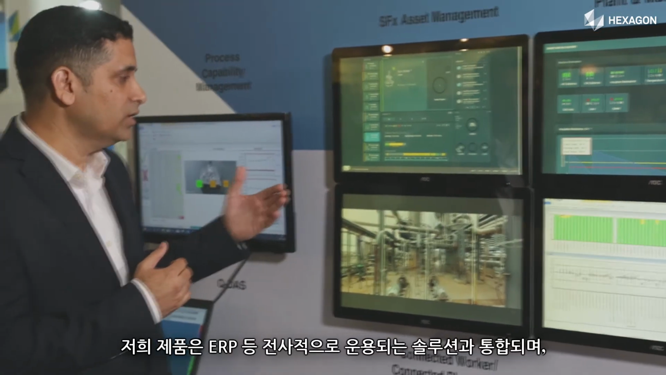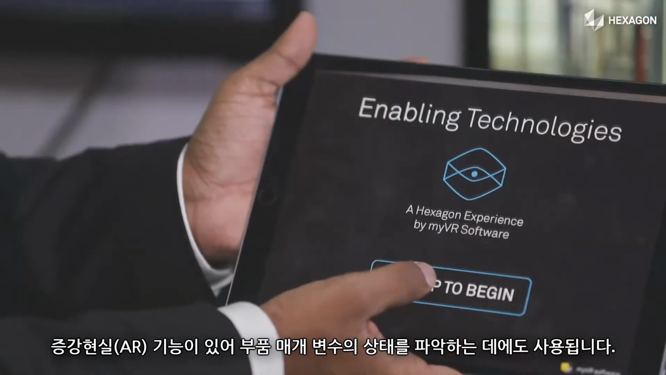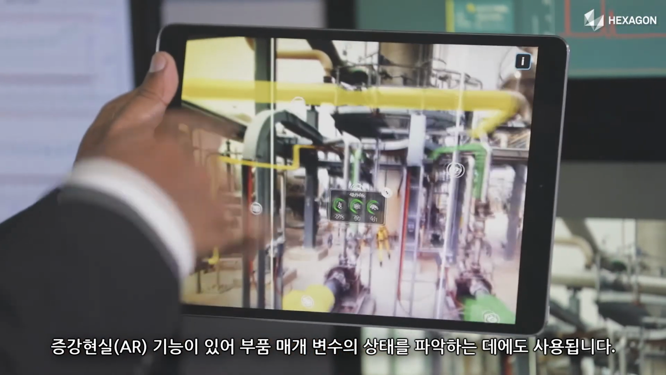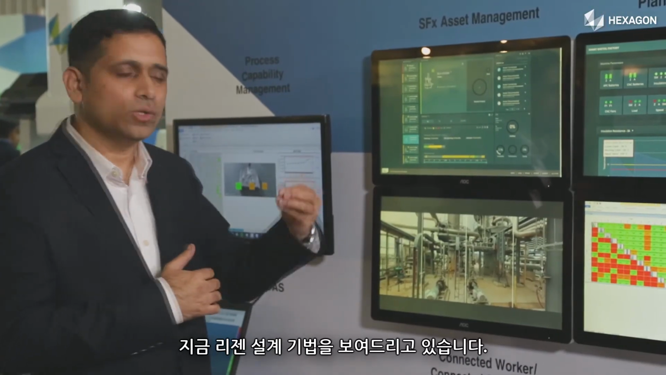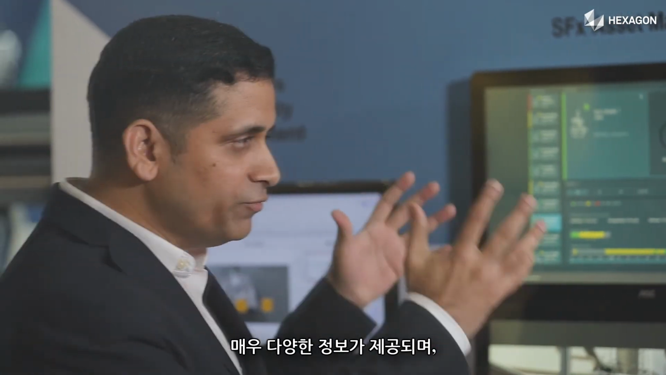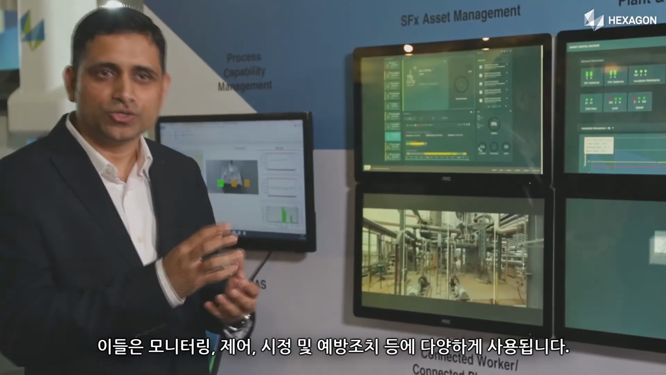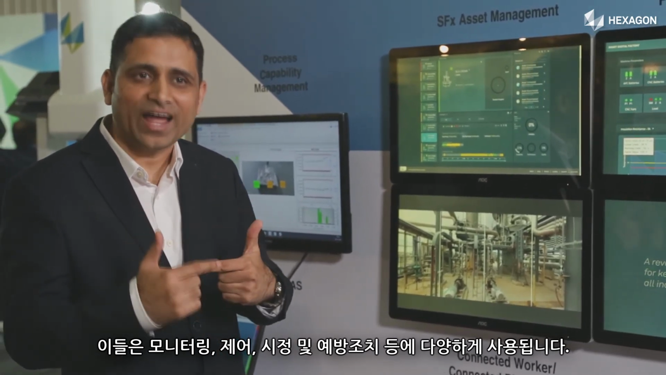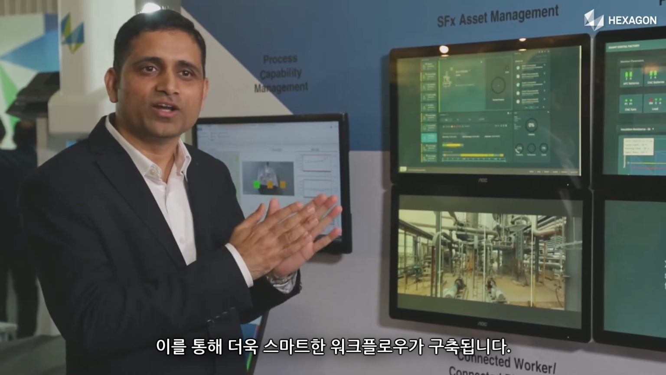We also have integration with enterprise level products such as ERP, and also we have augmented reality using which we can understand the current status of the parameters for a component. And also we are showcasing here regenerative design techniques using which you can optimize the design of a product. So a lot of information is available here used to monitor, to control and take corrective and preventive action so that we make the workflow smarter.